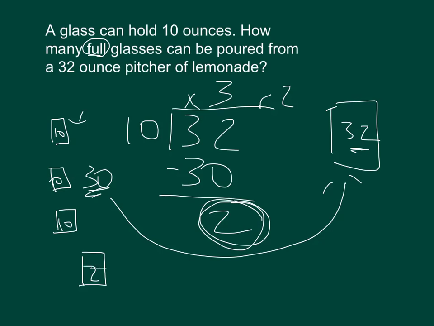So the answer to the question, how many full glasses can be poured? 3 full glasses can be poured. In this case, we don't need the remainder in any part of this answer here. So we're going to ignore that remainder because we know that 3 full glasses can be poured. We don't need that remainder to help us out. We don't need to use it in this case at all. So that would be a situation where you would actually ignore the remainder.